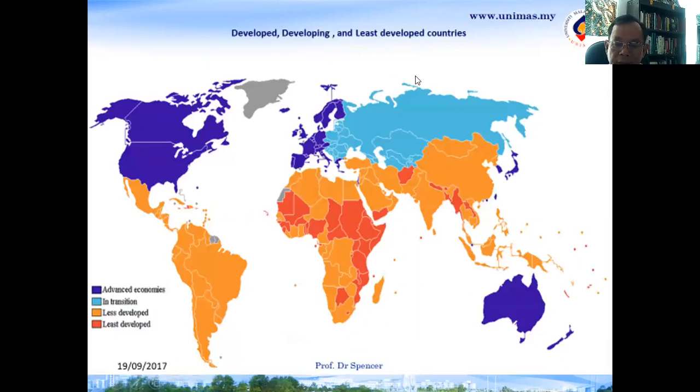These are the maps showing the different regions of the world classified under developed, developing, and also less developed countries. So most of the developing countries are in the south, the African continent, the South American continent, and the biggest part is also in the Asian region as well. The dark blue ones are the developed countries, or the advanced economies, they call it.